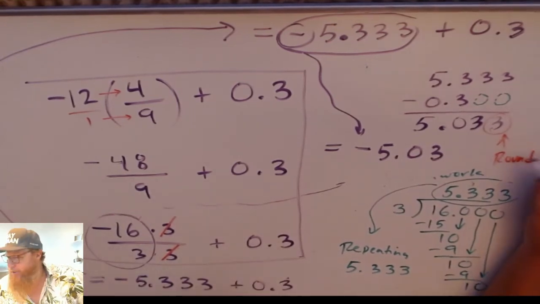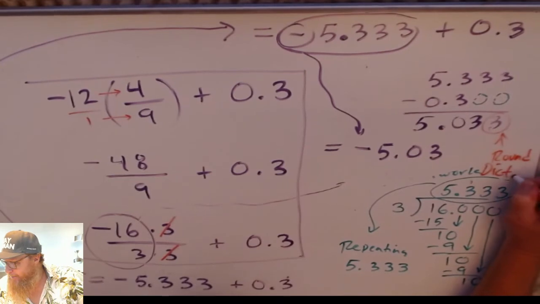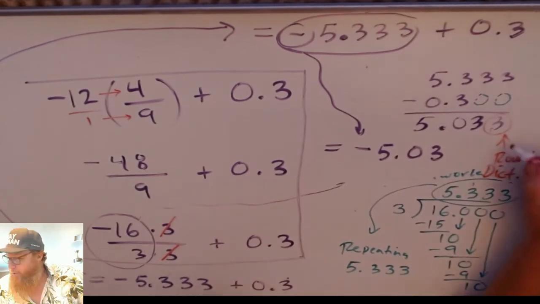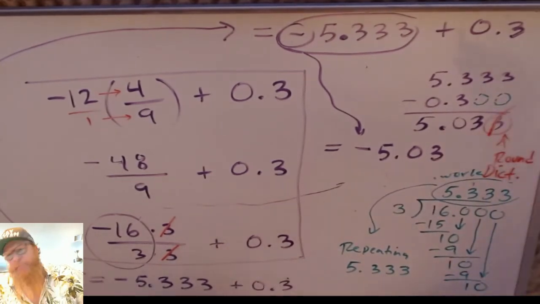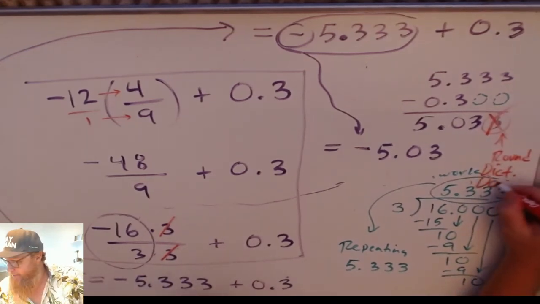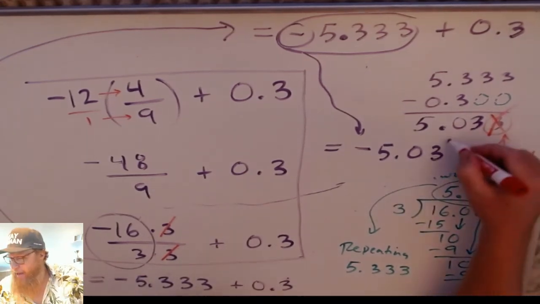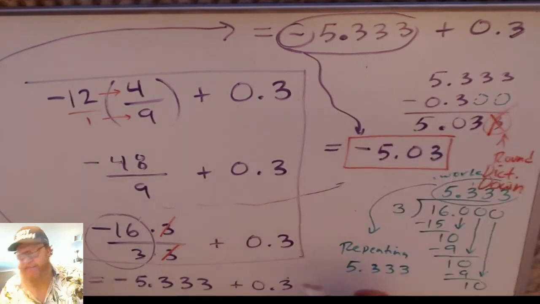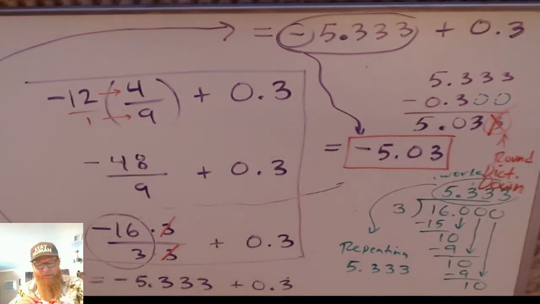And now you can do the rounding. All right, this is your round dictator. So we're going to round down by simply throwing that away. All right, so that is your final answer, negative 5.03.